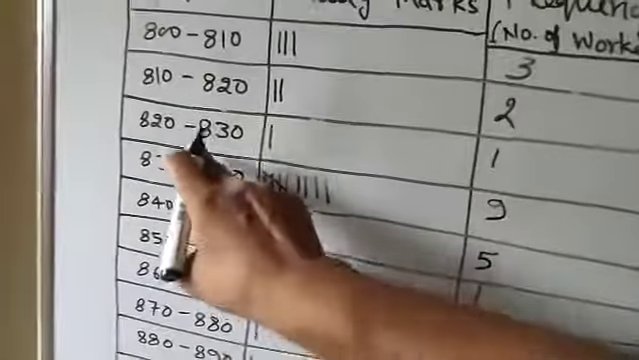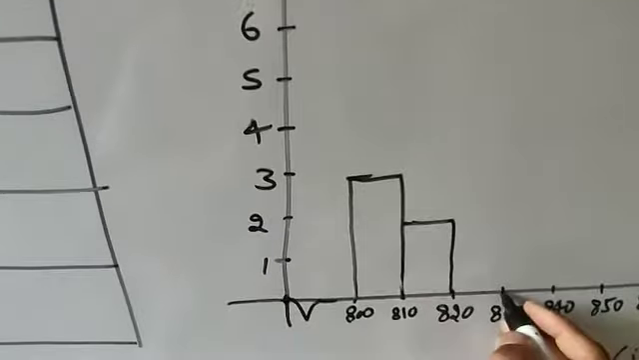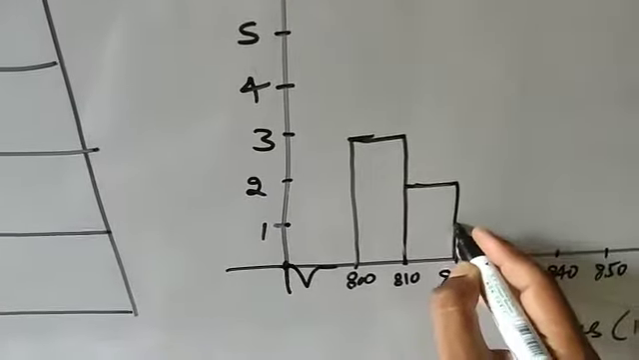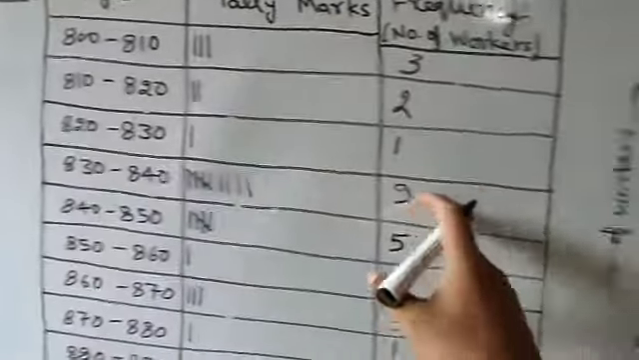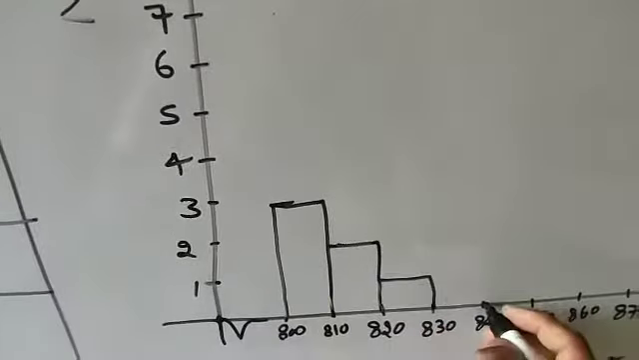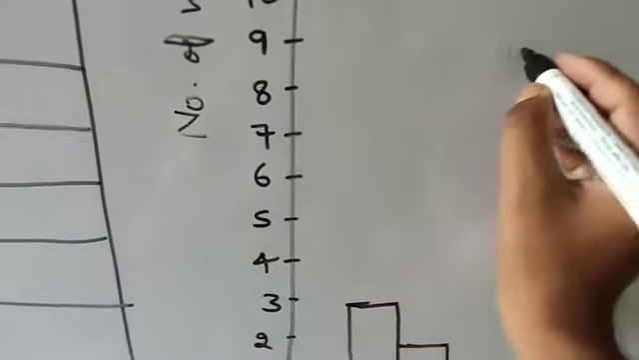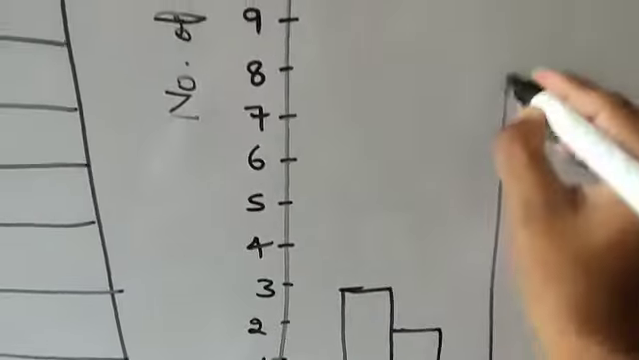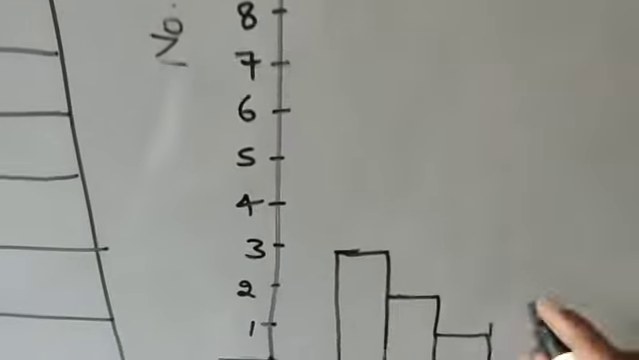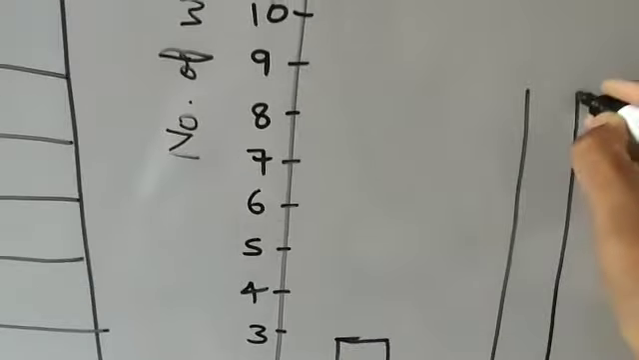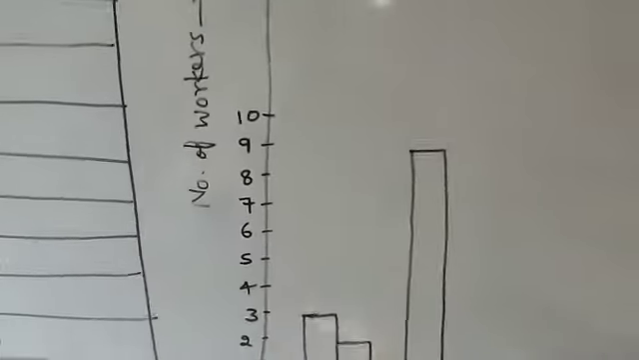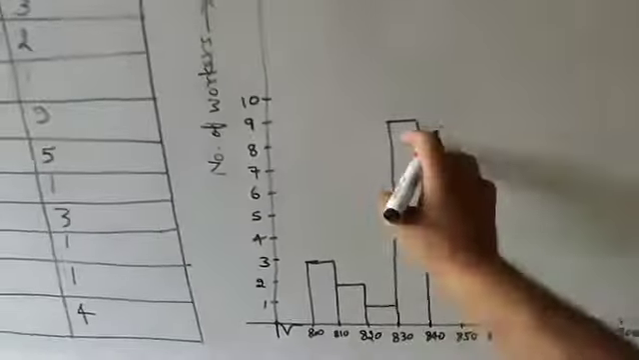Now 820 to 830, it is 1. So here it is 1. Now 830 to 840, it is 9. So 9 will be approximately here, and here you will draw the straight line. On the graph it will be easier to represent. So 830 to 840, it is 9.